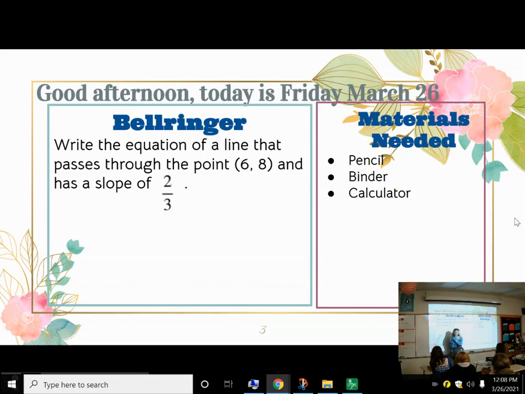Hunter's going to explain the bell ringer. Let's pay close attention, in case anyone made a mistake. Whenever you're discussing it, make sure you say exactly what you did out loud, because they can't see what's written on the board. All right, go ahead.